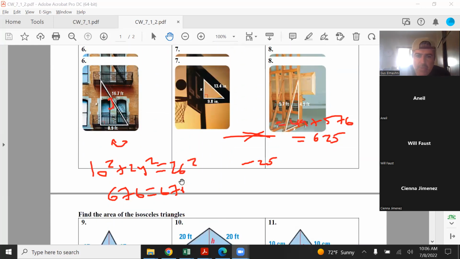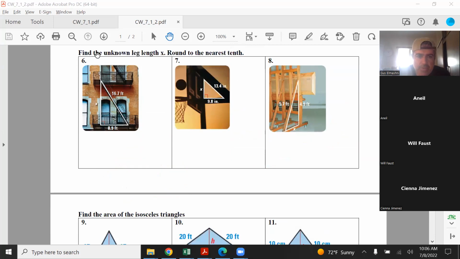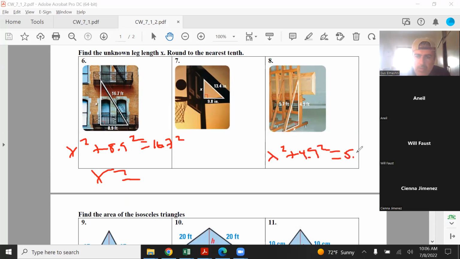7 obviously is just using Pythagorean Theorem. Do the same for 6 and 8. x squared plus 8.9 squared equals 16.7 squared. And likewise over here, x squared plus 4.9 squared equals 5.7 squared. Solve for x, and we'll just work that really fast for you guys.